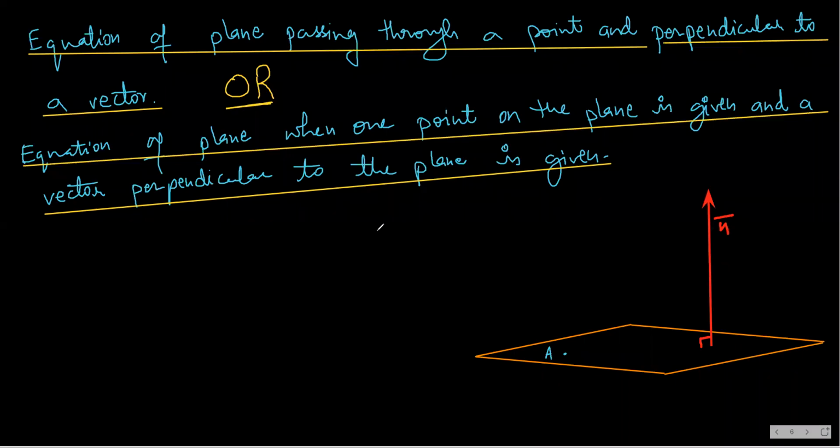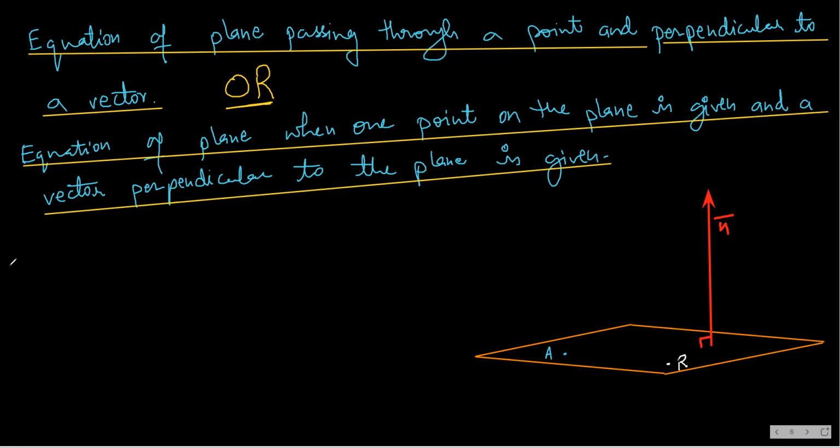So as per the heading, this is the plane. Here we are given one point on the plane and we are given a vector which is perpendicular to the plane. That is, this is the normal vector. I want to write the equation of this plane. See, what I will do, I will take a variable point on the plane. So let R be a variable point on the plane.